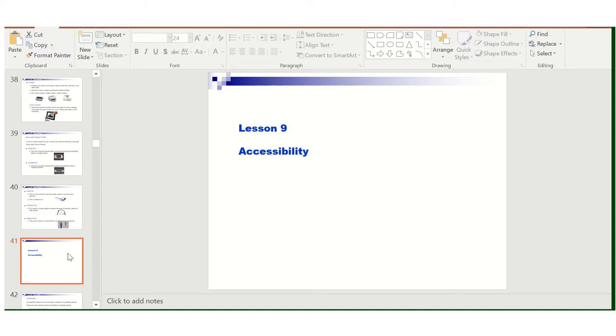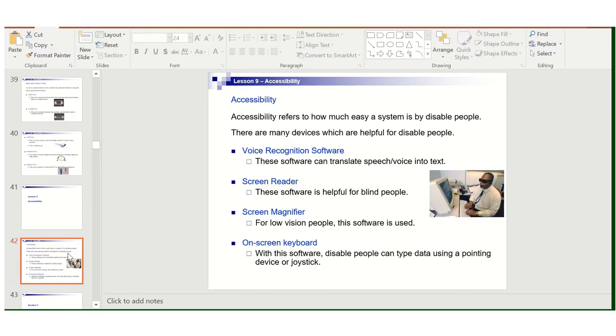Accessibility. Remember, we spoke about accessibility. Do you remember what accessibility is? What did we say accessibility is? It's not about access. It's about how easy a system is to be used by disabled people. It's a way of making sure that people with limitations, people who are disabled, can also use technology. Like I said, this is very important in every space.